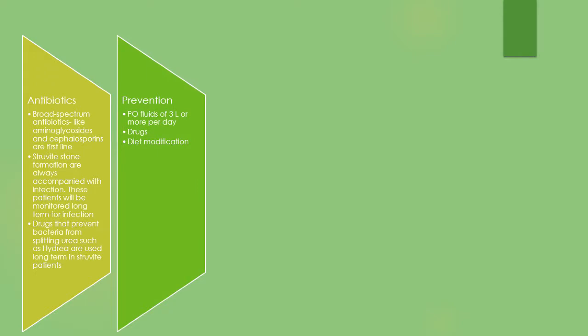So we also want to encourage prevention, and we can do this through encouraging PO fluids of 3 liters or more per day. Monitor the medications that the patient is taking to make sure that they're not affecting the kidneys or the urinary system. And then we also might want to encourage good diet modification.